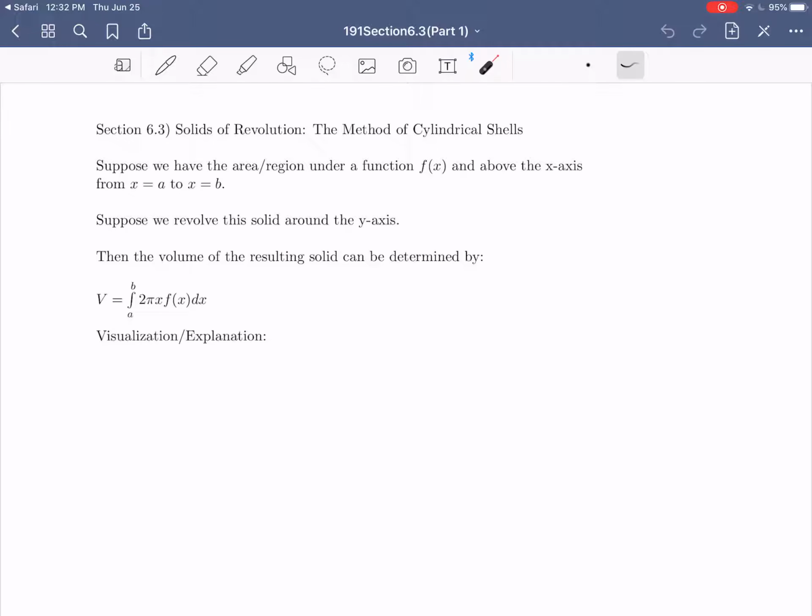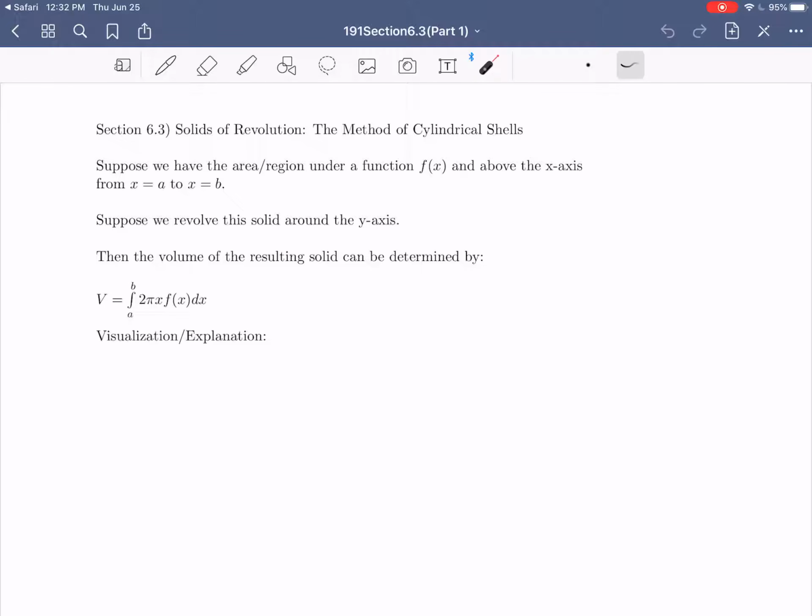In today's video, we're going to be starting into section 6.3 from your textbook, which introduces you to the second method for calculating volumes of solids of revolution. In this video, we're going to introduce this second method, called the method of cylindrical shells, and we're going to take a look at a couple basic examples of it.